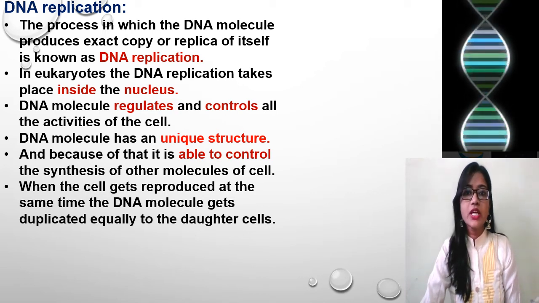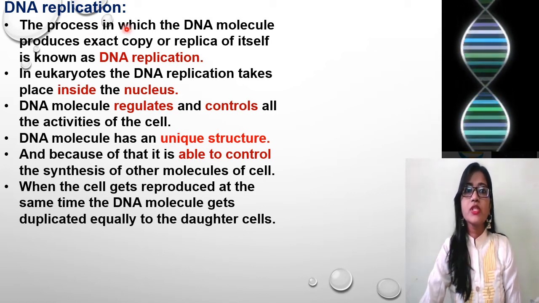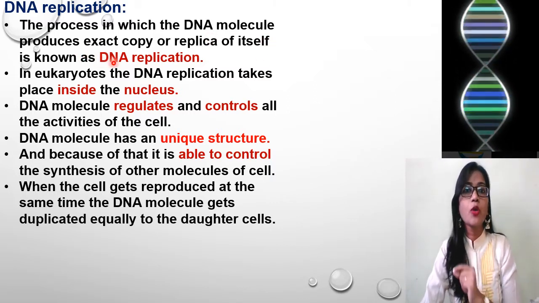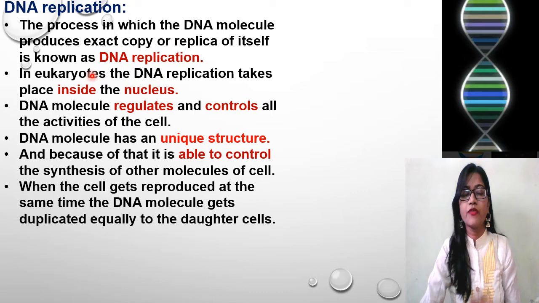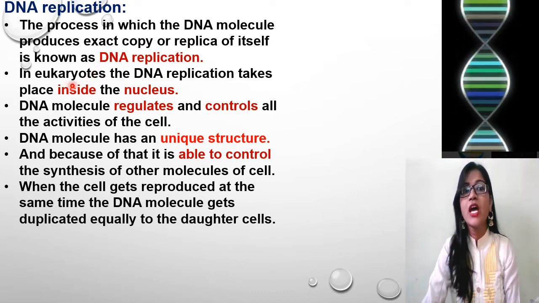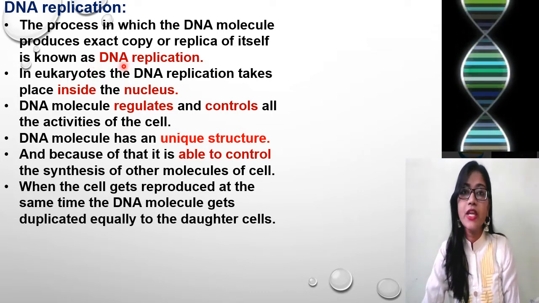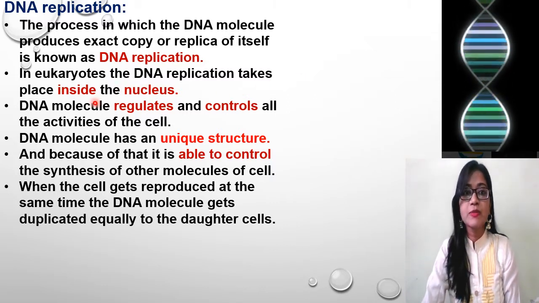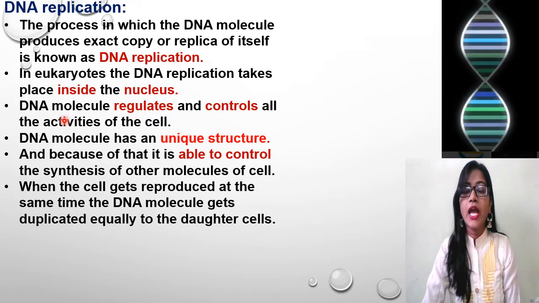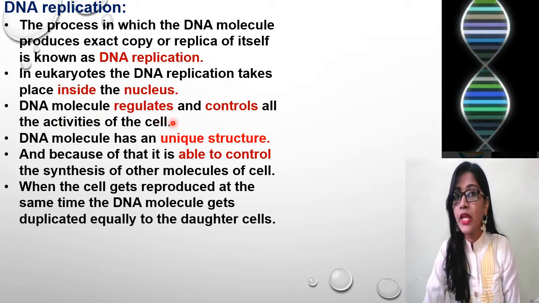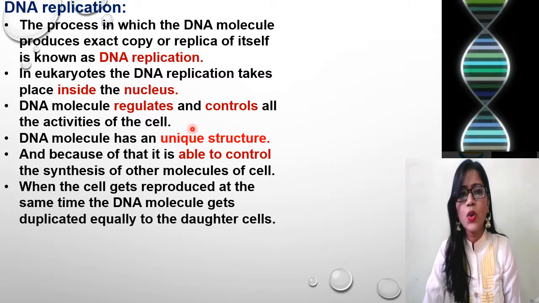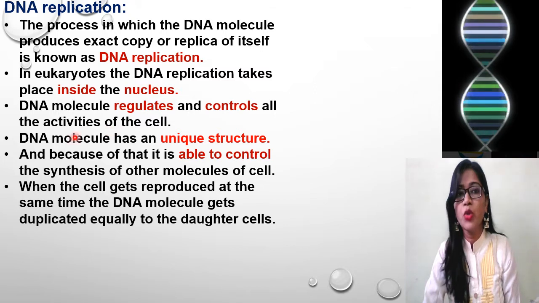So what is DNA replication? The process in which the DNA molecule produces an exact copy or replica of itself, an exact Xerox of itself, is called DNA replication. In eukaryotes, DNA replication takes place inside the nucleus, and the DNA molecule regulates and controls all the activities of the cell.